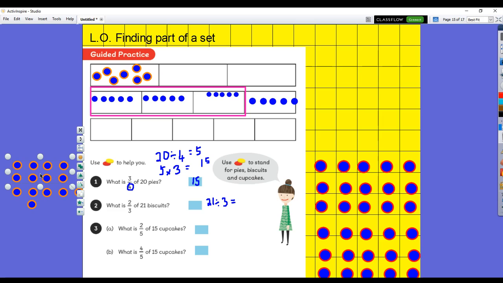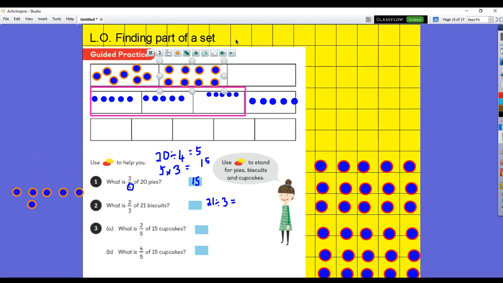Let me just do this. 2, 4, 6. Oh, a lot easier if I move them in a group. Okay, so we've got 7 in each box. So can you now say it by yourself aloud or to a partner if you're doing it with somebody, what you need to do next? Go.